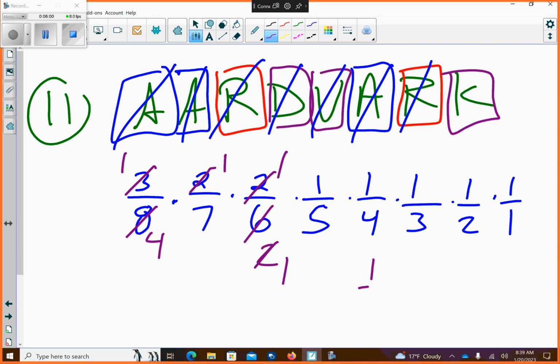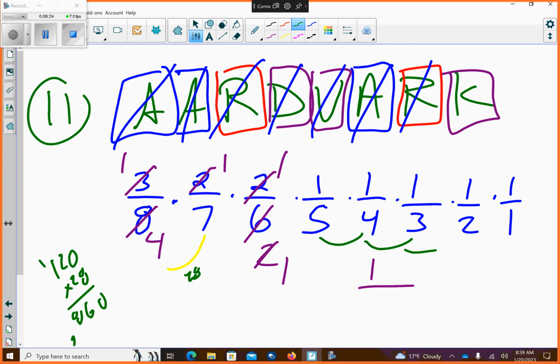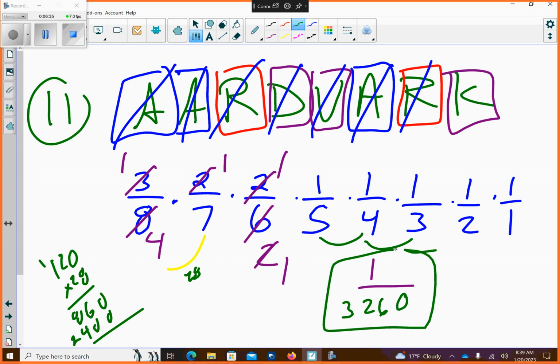So I have a 1 out of, let's see, 4 times 7, that's 28, times 5 is 20, and 60, and 120. So I have 120 times 28, which is 3,360. So I have a 1 out of 3,360 chance that I pulled out and spelled aardvark.